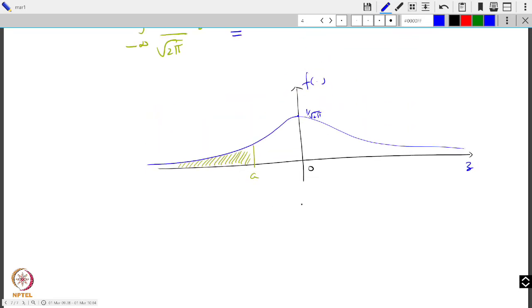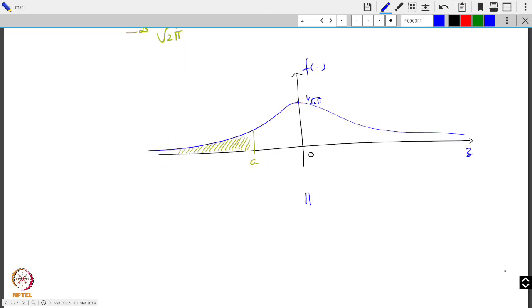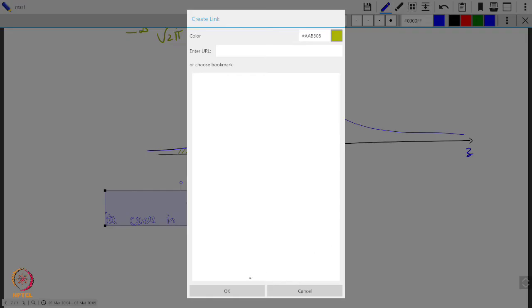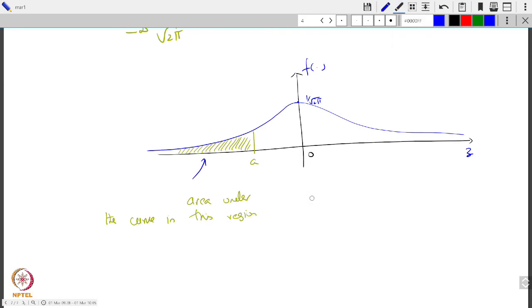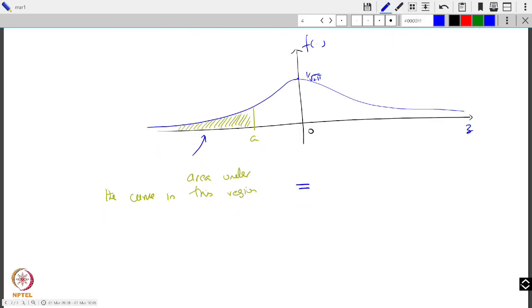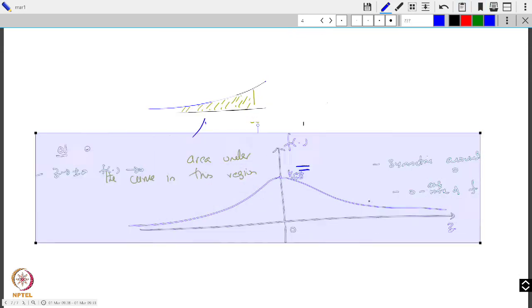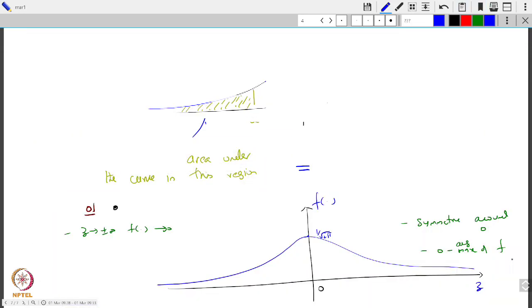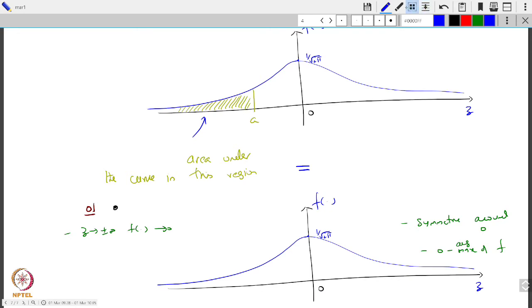So let me get this down. This area is the same as, so let me take the area under the curve in this region. Very good. If you go by observation, it's the same. Let me put this picture down again. Let me bring it down. It's the same as, let me erase all this.